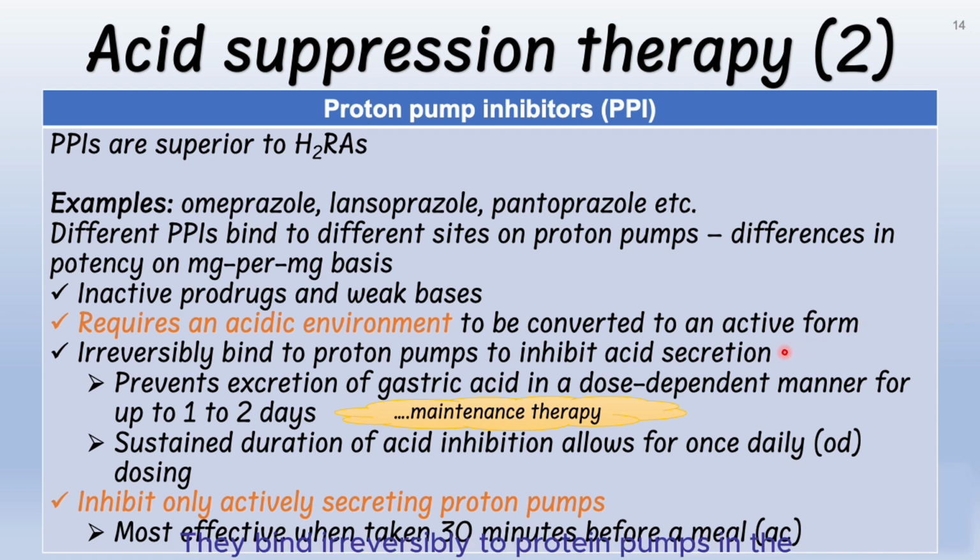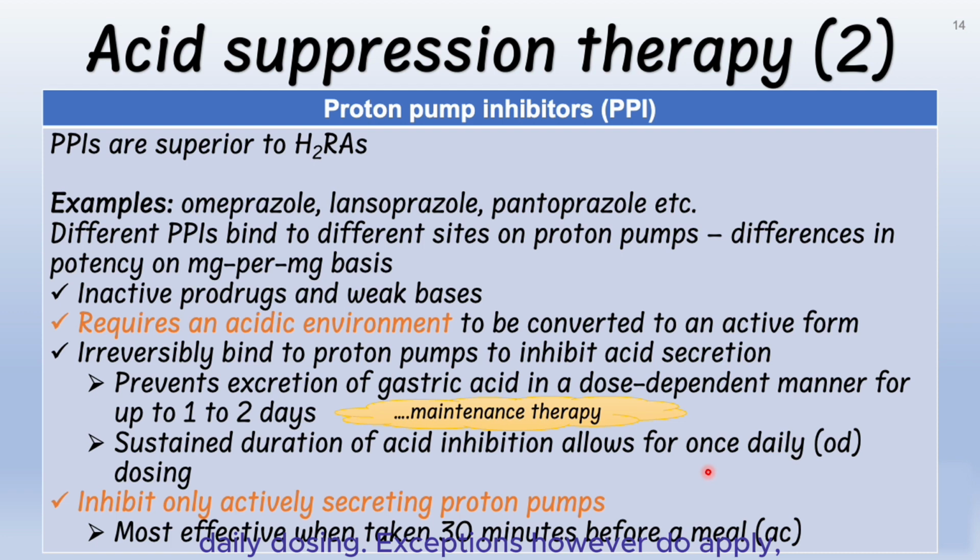They bind irreversibly to proton pumps in the gastric parietal cells to stop the secretion of acid. The excretion of gastric acid is inhibited in a dose-dependent manner for up to 1 to 2 days. Keep this in mind when it comes to maintenance therapy, where a patient can take a PPI every other day. Furthermore, the sustained duration of acid inhibition allows for once daily dosing.